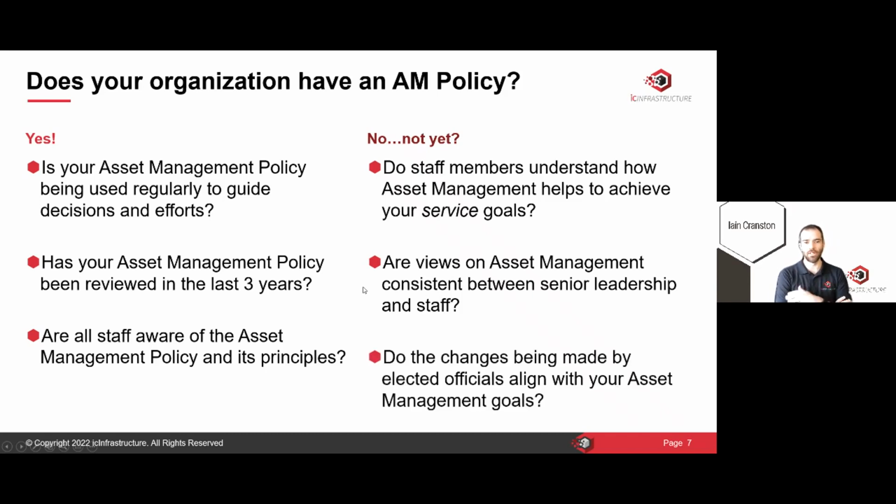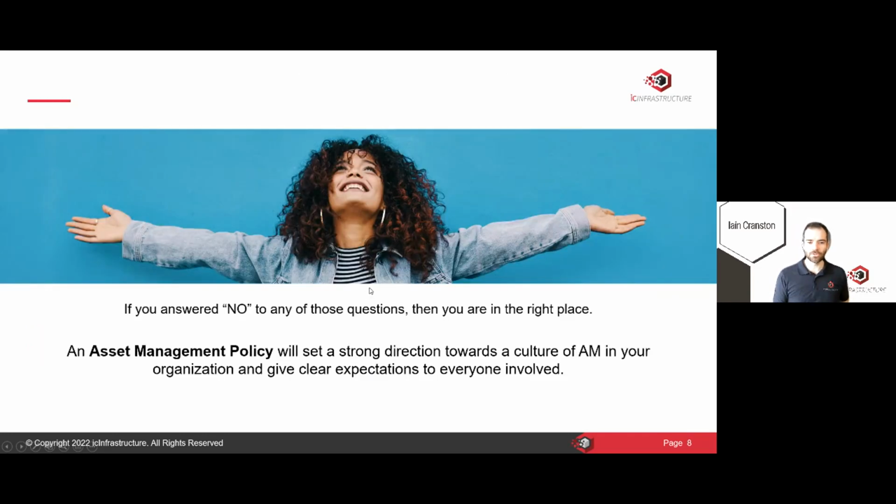Or are you finding that your elected officials are pushing you and making decisions in the organisation that aren't aligned with what you believe to be asset management practices and principles and the goals you're trying to pursue as an organisation? We see that in a lot of communities. So a few things to consider if you've got one or you don't have one yet. If you answered no to any of those questions, you're in the right place today. I'm excited to talk through how an asset management policy and the steps you're going to take are going to start to address some of those challenges that you're seeing.